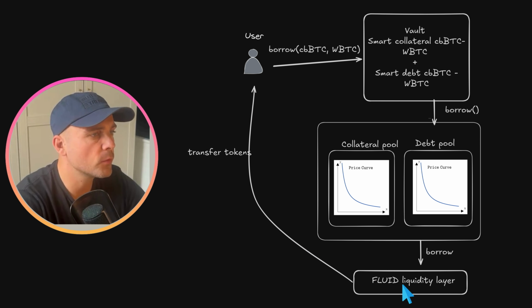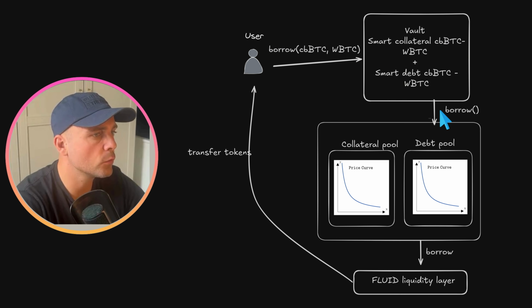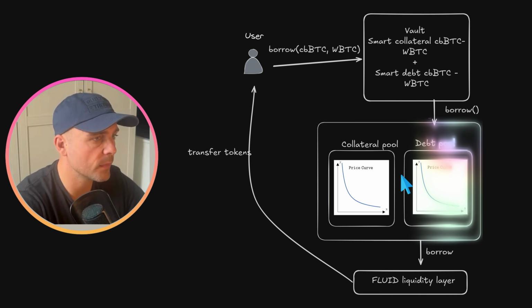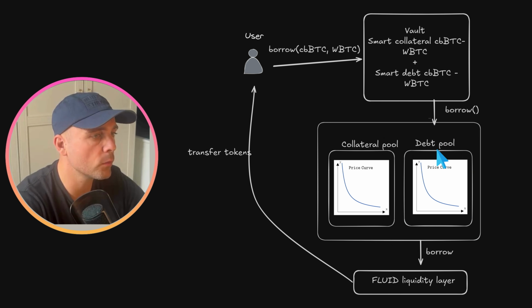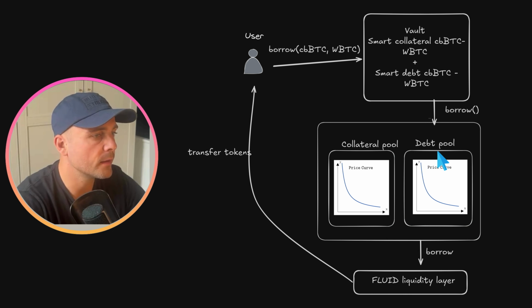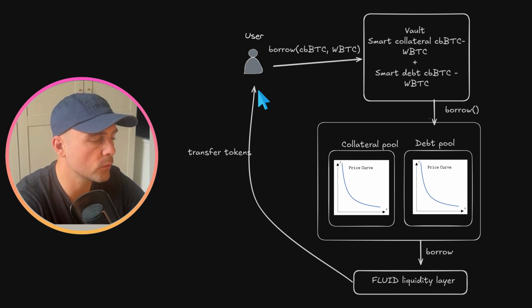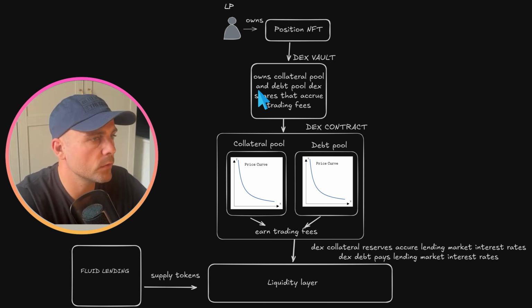In the second step, the user would then be able to borrow against his collateral. The DEX vault would then do a borrow against the DEX smart contract. That borrower would this time interact not with the collateral AMM pool, but with the debt AMM pool. The DEX smart contract would then forward that borrow to the Fluid liquidity layer, where the token reserves of this debt AMM pool would get updated, and the transfer of tokens out of the Fluid liquidity layer would happen towards the user.